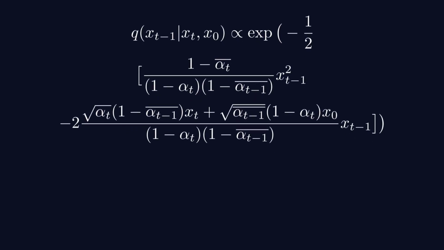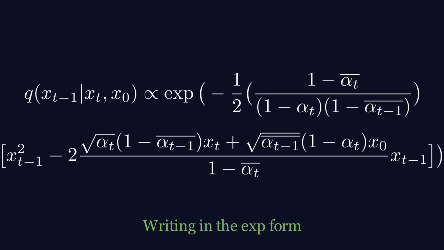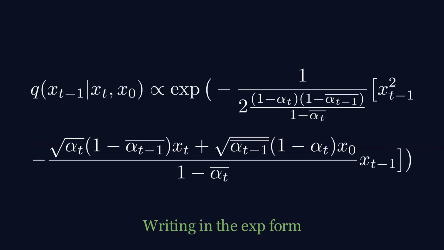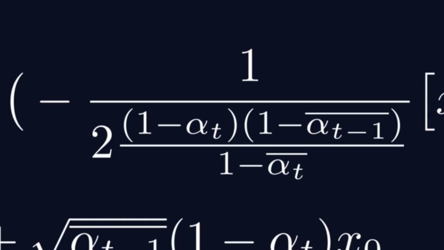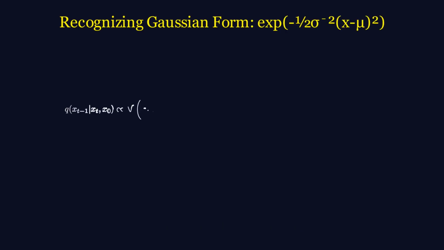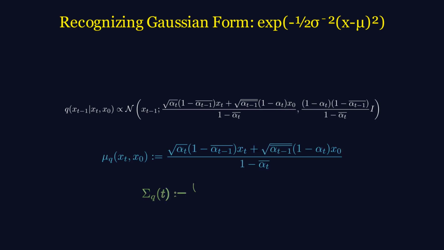Next, we are factoring out the terms related to x square t minus 1. For this, we can make the necessary changes in the fraction involving xt minus 1. In the next step, we can change the constant fraction at the start to the form 1 by 2 sigma square. Recognize this is a Gaussian distribution in standard form. We can now extract the mean mu of q and variance sigma q. The variance is clean, but the mean still contains both xt and x naught.